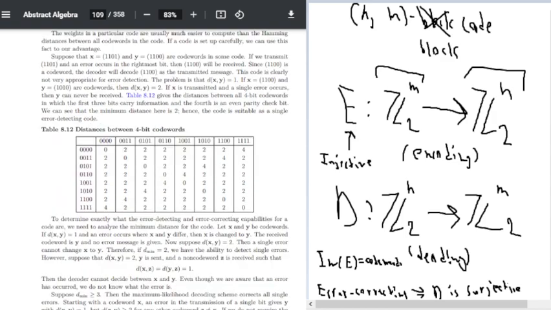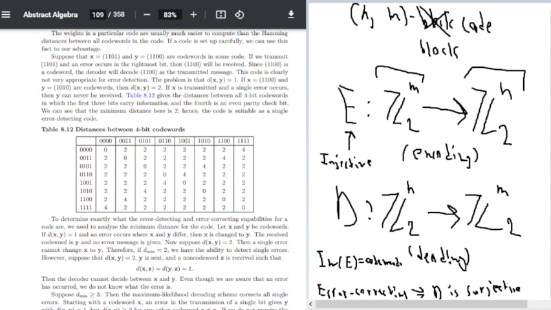Suppose that x is equal to 1101 and y equals 1100 are code words in some code. If we transmit 1101 and an error occurs in the rightmost bit, then 1100 will be received. Since 1100 is a code word, the decoder will decode 1100 as the transmitted message. This code is clearly not very appropriate for error detection. The problem is that d(x,y) is equal to 1.